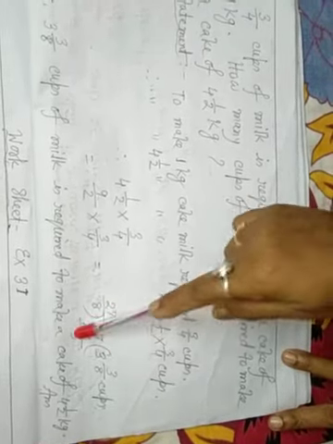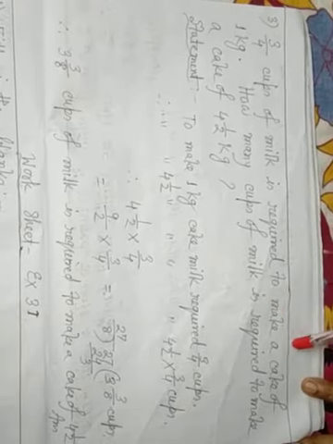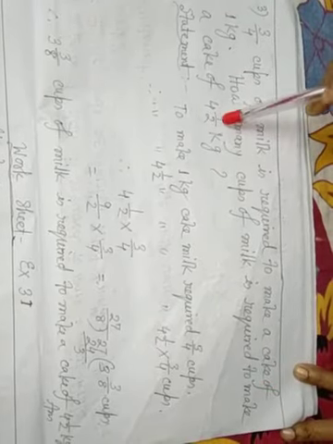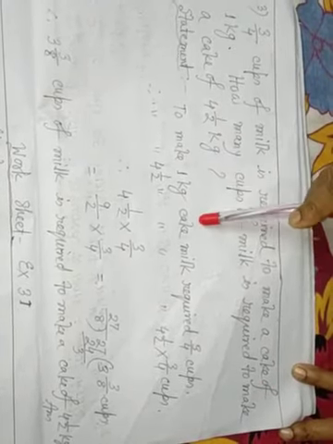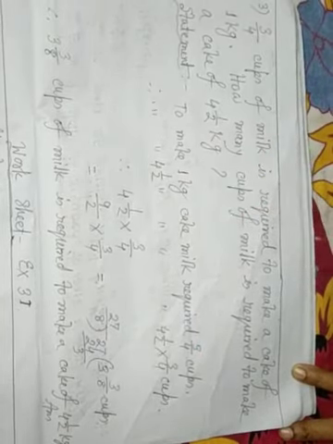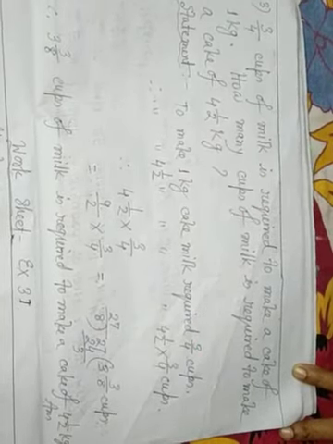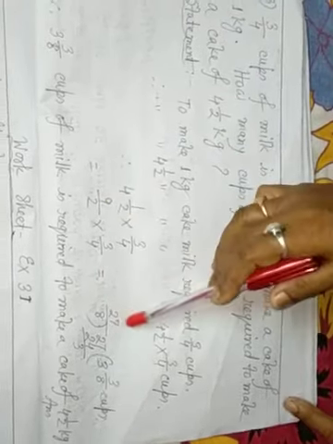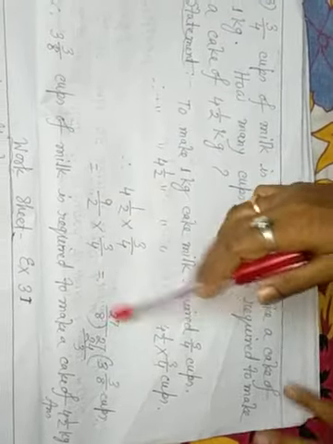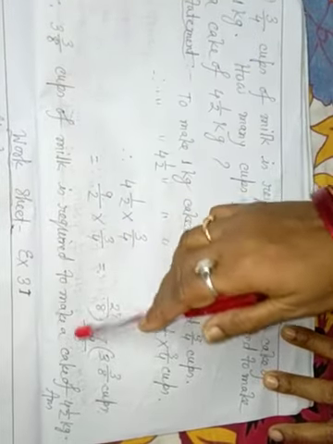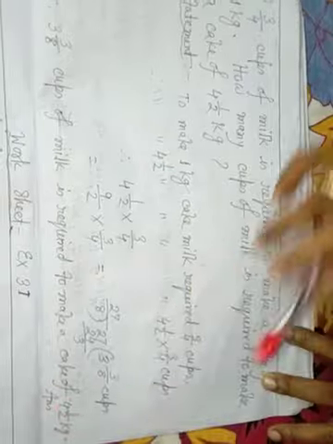Repeat it again. 3 by 4 cups of milk is required to make a cake of 1 kg. How many cups of milk is required to make a cake of 1 by 2 kg? To make 1 kg cake, milk required is 3 by 4 cups. To make 1 by 2 kg cake, milk required is 1 by 2 into 3 by 4. So 27 by 8. 8 into 3 is 24, 3 by 8 cups. So 3 by 8 cups of milk is required to make a cake of 1 by 2 kg. Answer. Okay.